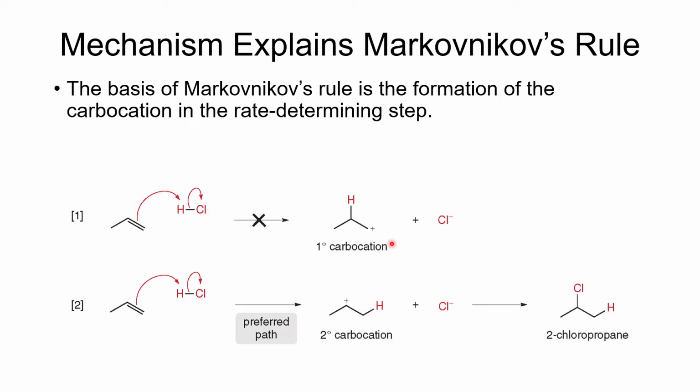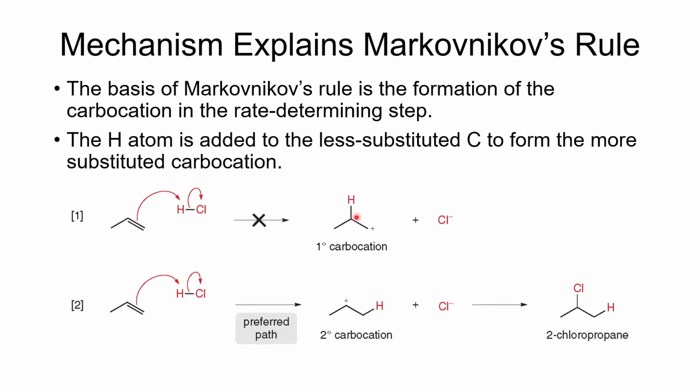fewer hydrogens, we're going to end up with a primary carbocation. And if we add the hydrogen to the less substituted carbon, the one with more hydrogens, we're going to get a secondary carbocation. Well, as we have learned earlier, secondary carbocations are more stable than primary carbocations. But that alone is not enough. We need one more thing in order to make this argument legit.